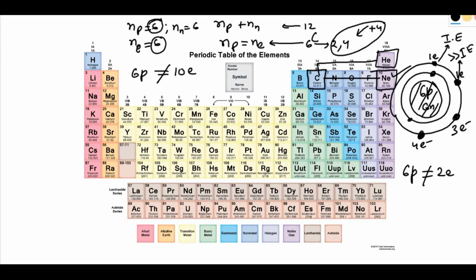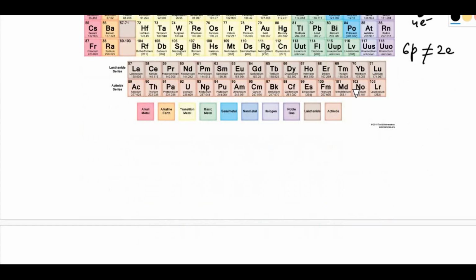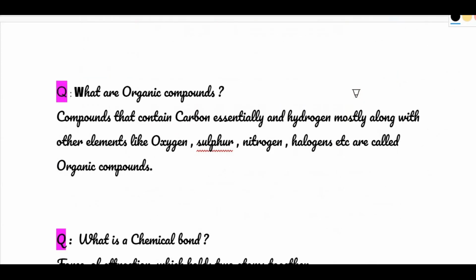Instead, it is sharing its 4 outermost electrons with other atoms so that it can form a covalent compound. And hence this chapter, carbon and its compounds, because it's sharing. And when we share, we have many friends. That's why carbon has so many friends. And that's the whole story of organic chemistry.